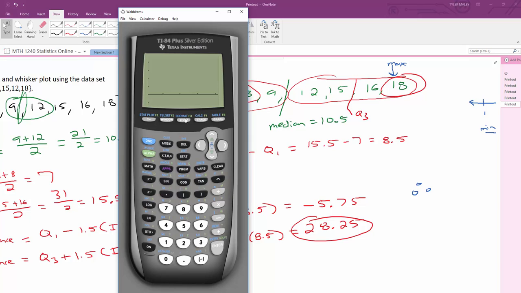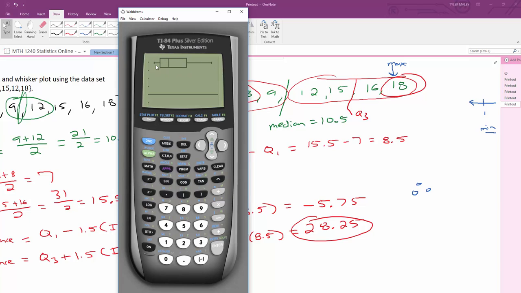Let me go to zoom and go to stat plot. Zoom stat is option 9. After you hit graph, if you don't see the box plot, go to zoom and then option 9, which is zoom stat, and your calculator will adjust and change its view. You're telling it that you want to view this in statistical mode. So here is my box and whisker plot for this data set.